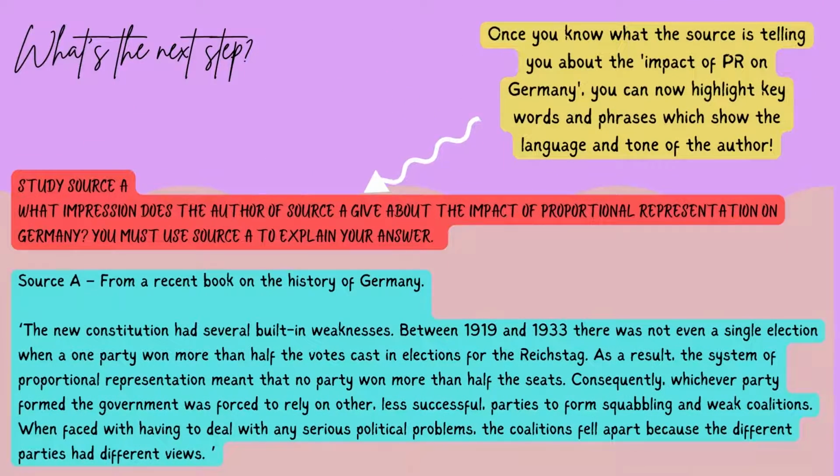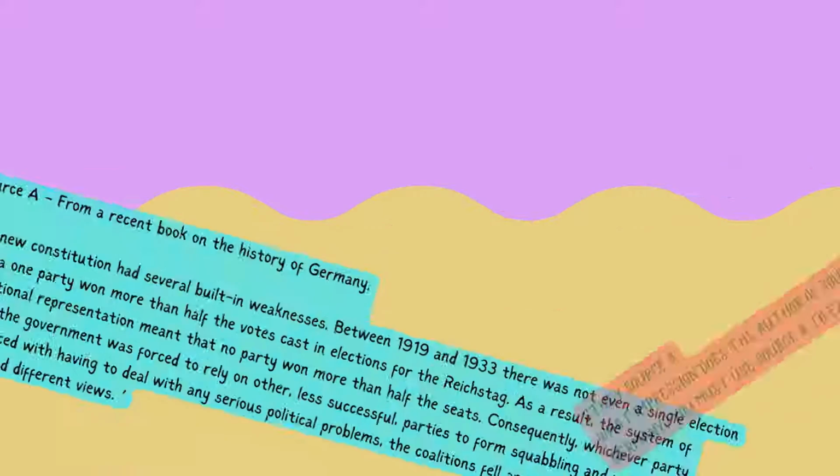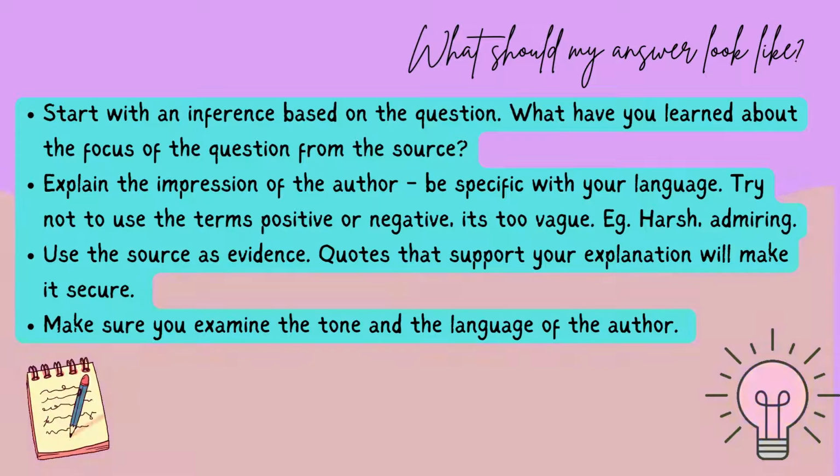Once you know what the source is telling you about the focus of the question, you can then go back in and highlight key words and phrases which show you the language and the tone of the author. This is what's going to unlock the higher marks, so it's really crucial. Now that you have finished planning your answer through the annotation of the source, it's time to begin writing.